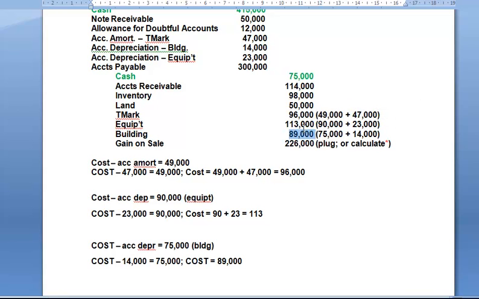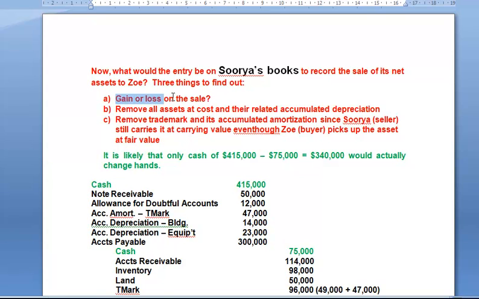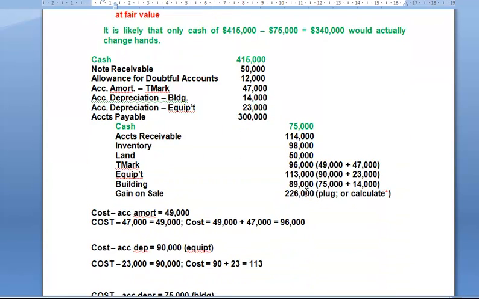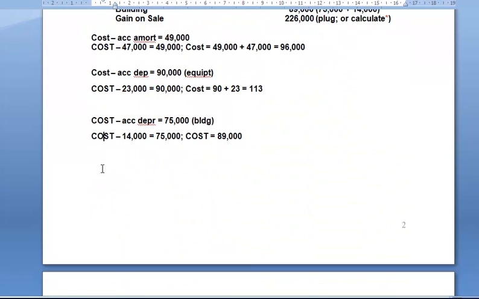So remember, when you're removing a fixed asset that's depreciable, you have to get rid of the cost and the accumulated depreciation on it separately. So we've gotten rid of the accumulated depreciation of the building and the building at cost. And again, cost we had to calculate. And again, you can plug to see, is there a gain or a loss on the sale? So we've plugged it here, but you can also calculate it.